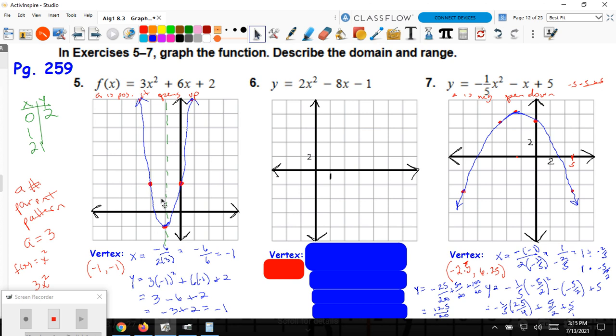So the domain is always going to be all real numbers. The range is always going to be based on your y-coordinate. It's going to be greater than or equal to -1. So that's what we're going to see. Domain, all real numbers. Range, y is greater than or equal to -1.